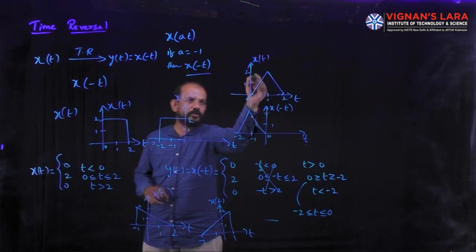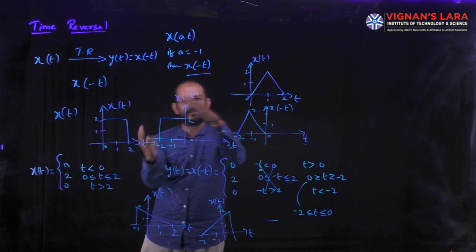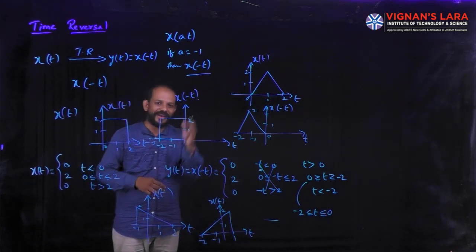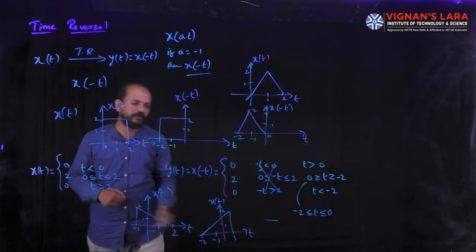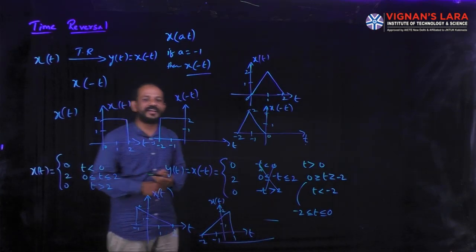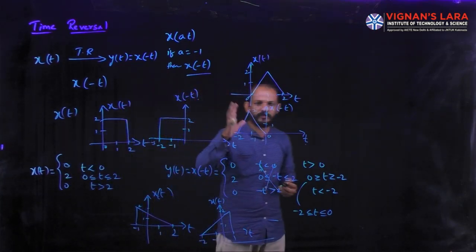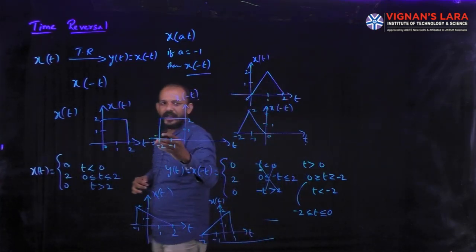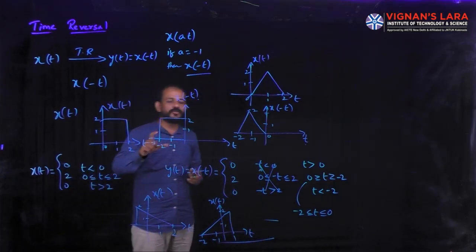See, there is no change in amplitude, only it is reversed with respect to the y-axis. There is nothing but time reversal. So this is the explanation about time reversal. You can go for amplitude reversal.